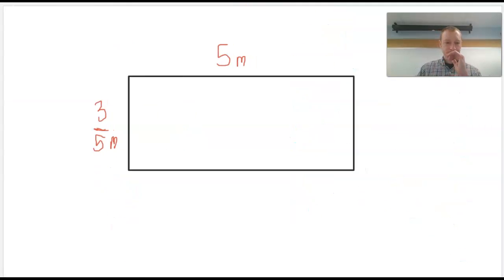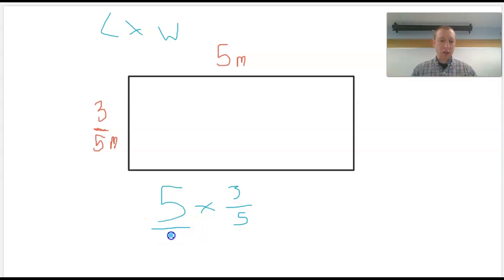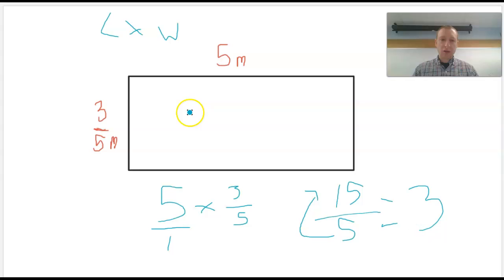All right, one more? Maybe two more. 3/5 times 5. So again, area equals length times width. So let's see, 5 times 3/5. What's the trick with multiplying by a whole number? Remember, we got to turn it into a fraction. Now multiply numerators, multiply denominators. 5 times 3 is 15. 5 times 1 is 5. It's an improper fraction. Turn it into a mixed number. How many 5s are in 15? 5, 10, 15. 3 times, nothing left over. So that means the area of this rectangle is 3 meters, because that's my unit squared.